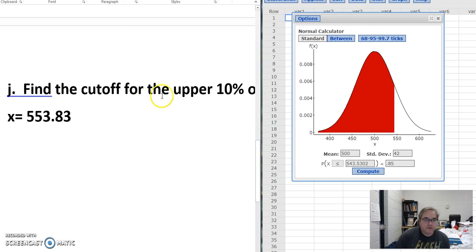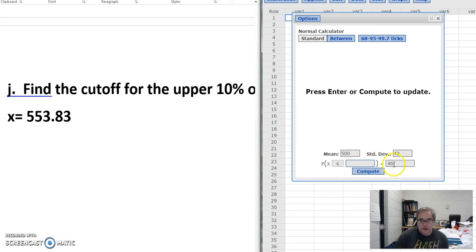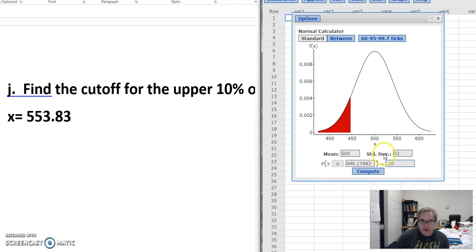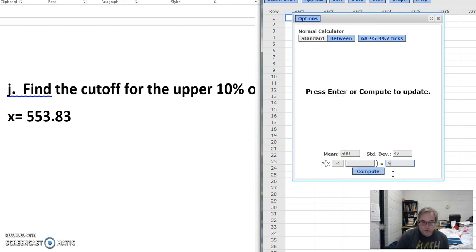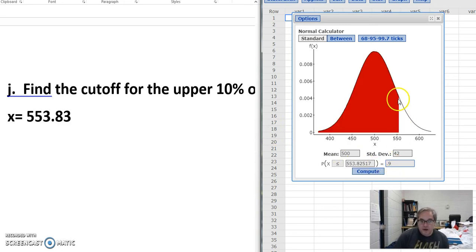Last one is find the cutoff for the upper 10% of the distribution. Well, that's just another way of saying percentile. So I want you to think about this. In the upper 10%, that means I want 10% in the right tail. So if I do this, this is going to be wrong. That 10% is in the left tail. To get the upper 10%, I would just go 0.9. So right there, 553.83, that would be the cutoff for the upper 10%. I could also say it's the 90th percentile. Okay, thank you for your time.